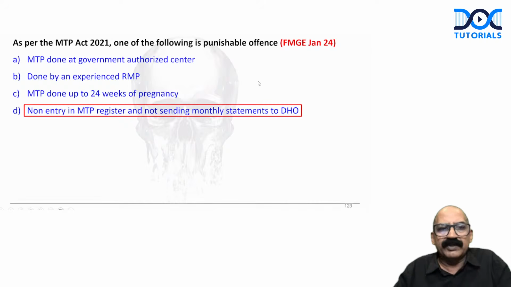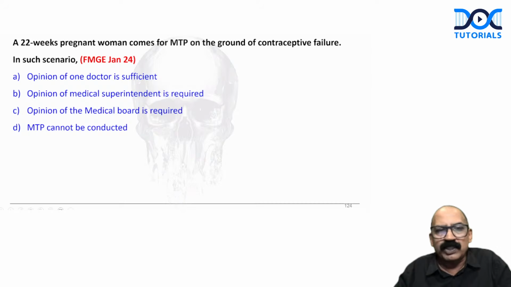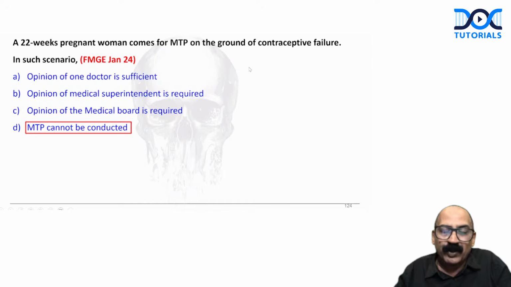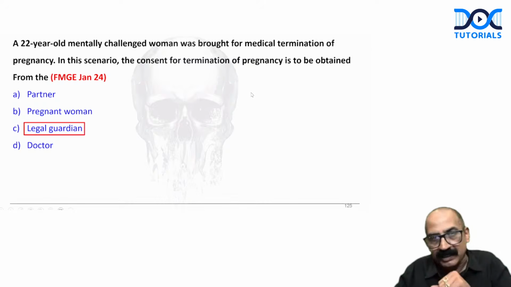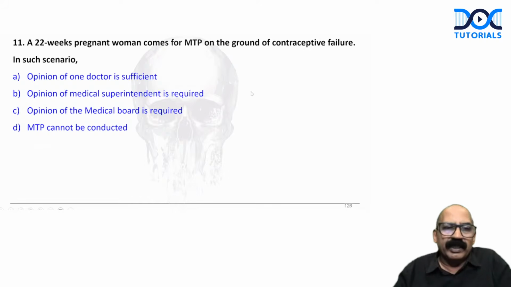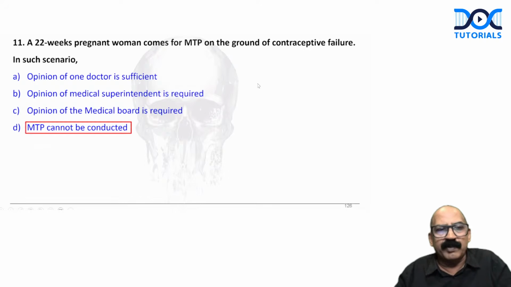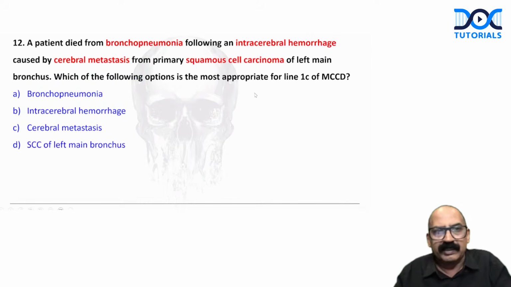A woman 22 weeks pregnant comes for MTP on the ground of contraceptive failure. You cannot conduct MTP because it is only up to 20 weeks in case of contraceptive failure. A 20-year-old mentally challenged woman comes, the consent has to be taken from a legal guardian. Now we already got the answer. On the ground of contraceptive failure, the MTP cannot be conducted.